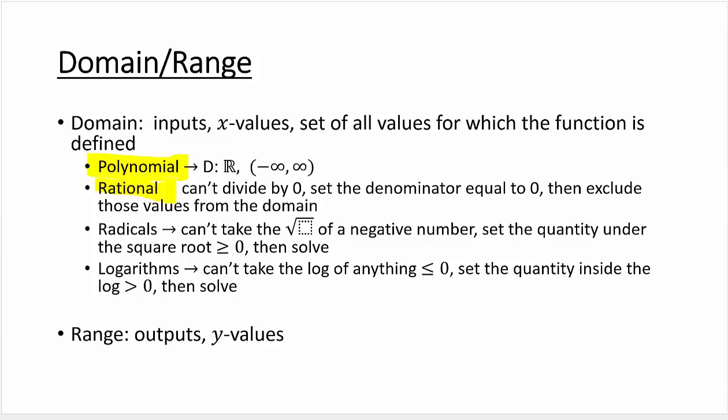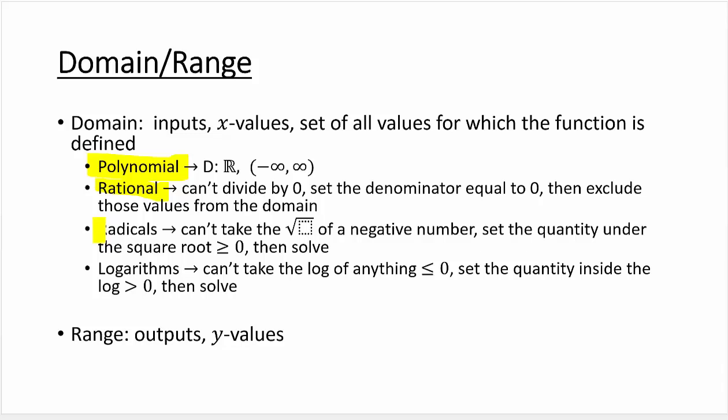If we're instead dealing with a rational function, the thing that we have to remember there is that we can't divide by 0. So remember, rationals are really just a fraction of 2 polynomials. So to find the domain, what we're going to do is set our denominator equal to 0 and then exclude those values that would make my denominator equal to 0.